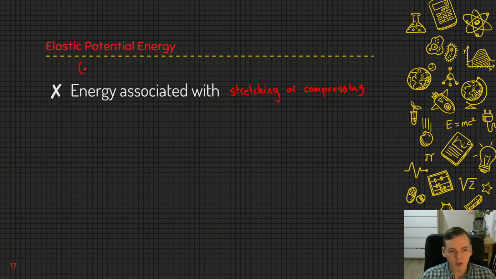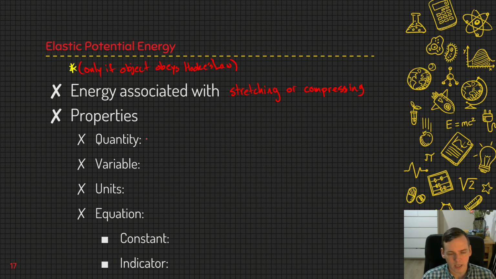And in our case, we're only talking about if the object obeys Hooke's law will some of this work. So I'll highlight those points for you as we get going. Anything that I put an asterisk next to is only going to work if the object obeys Hooke's law, meaning it's an ideal spring. So let's write down our properties.